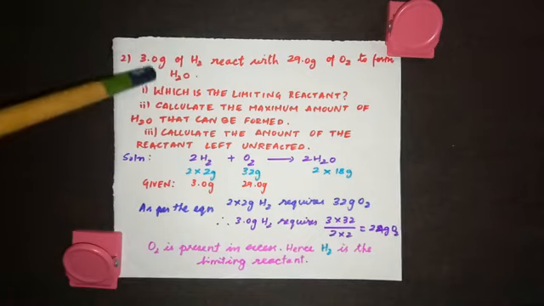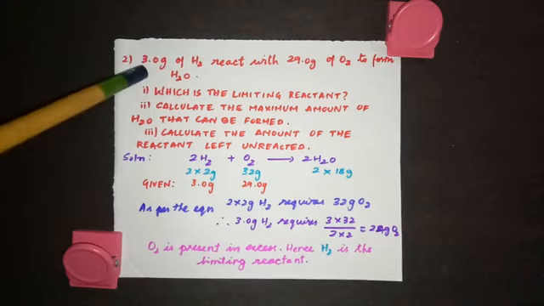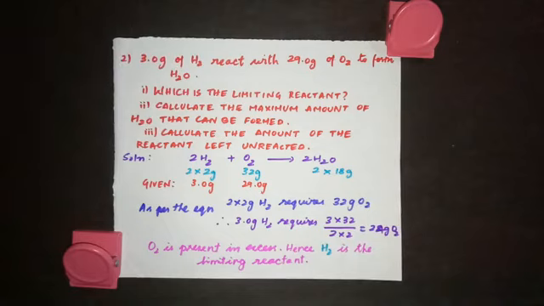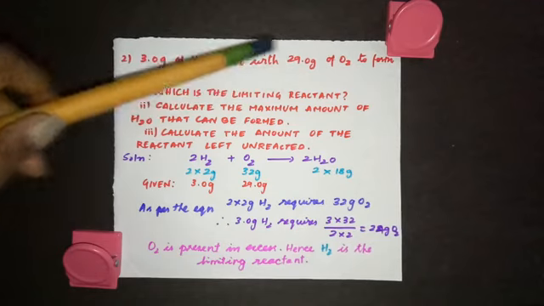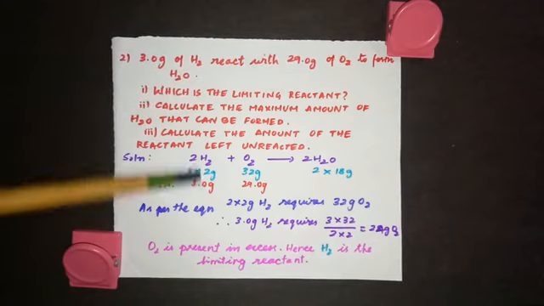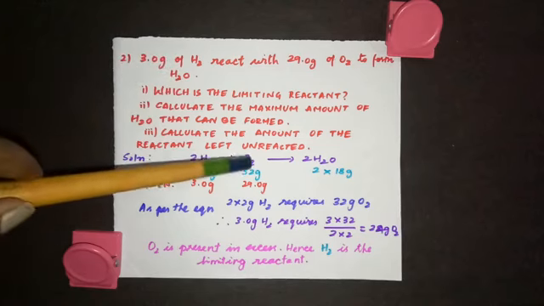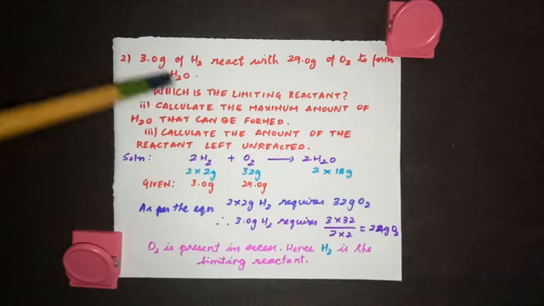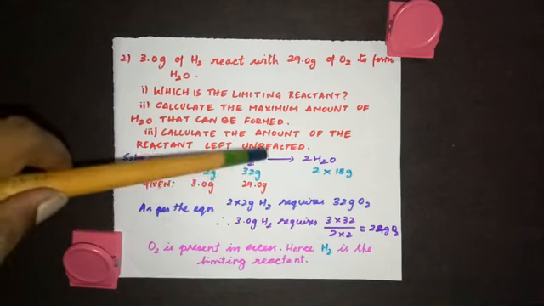Now get back to the question. They have given you the amount of both the reactants, 3 gram of hydrogen and 29.0 gram of oxygen. I told you already, fix one and leave the other one. You can either take 3 gram of hydrogen or 29.0 gram of oxygen. Again, I've taken 3 gram of hydrogen. So according to this equation, 4 gram of hydrogen requires 32 gram of oxygen. So for the given 3 gram of hydrogen, what is the quantity of oxygen needed?